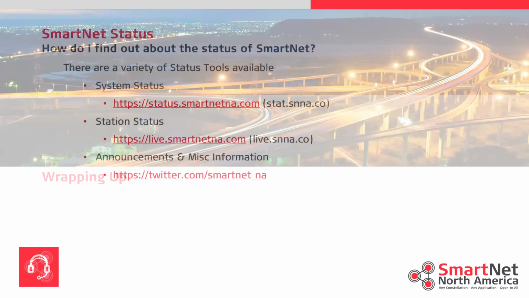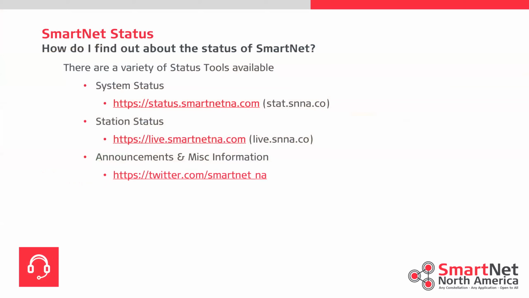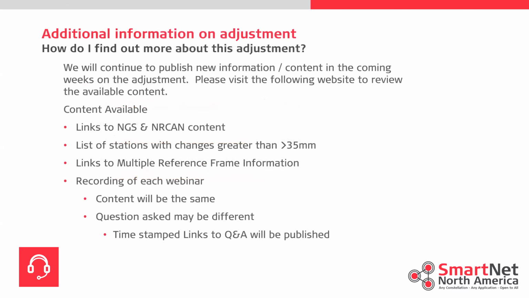So wrapping up, how do you find out about status of SmartNet? I talked about this first. You got the status page, status.smartnetna.com. You got live status map, live.smartnetna.com, and you got Twitter, should you want to. And again, anything we tweet also gets posted on the right-hand column of the portal as well.